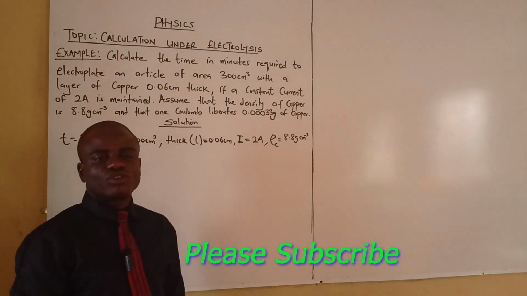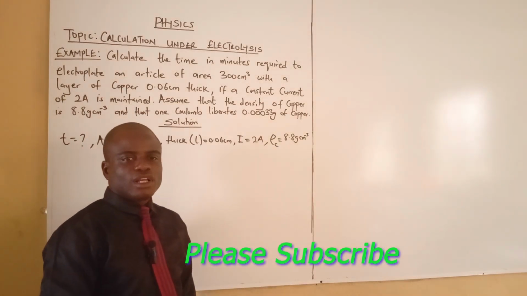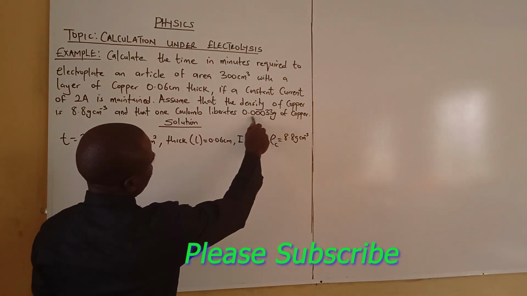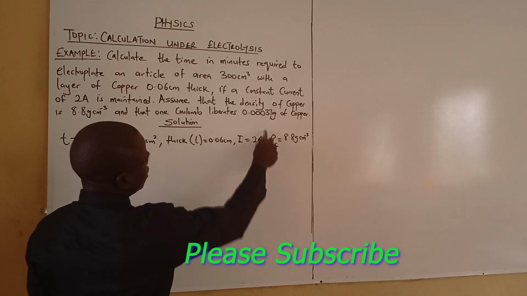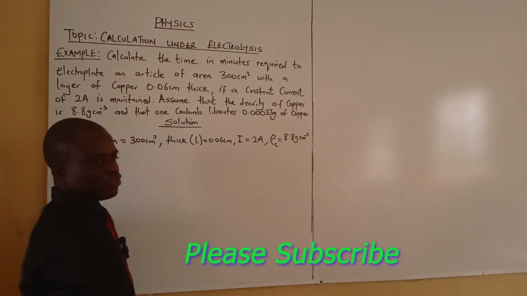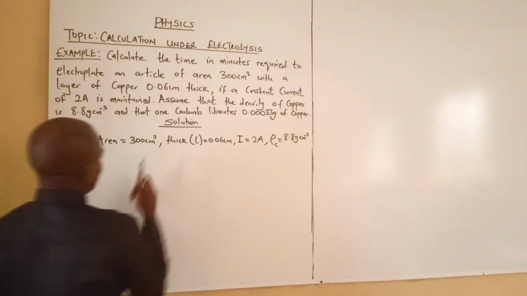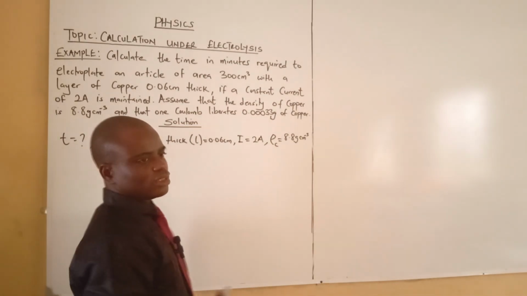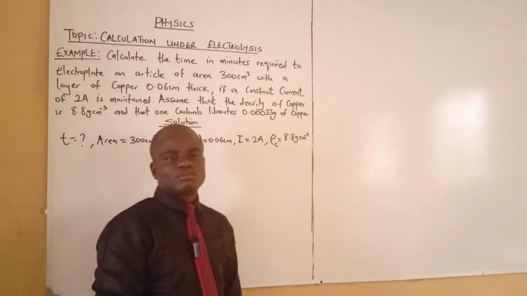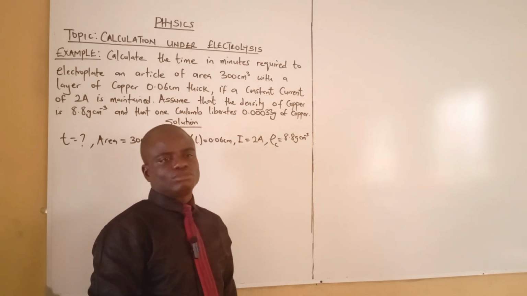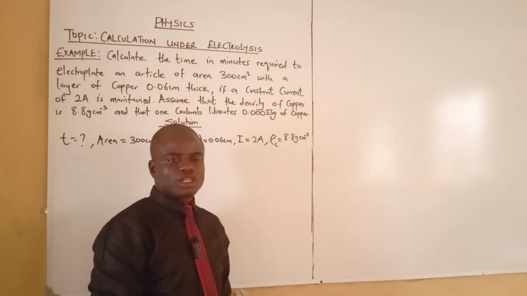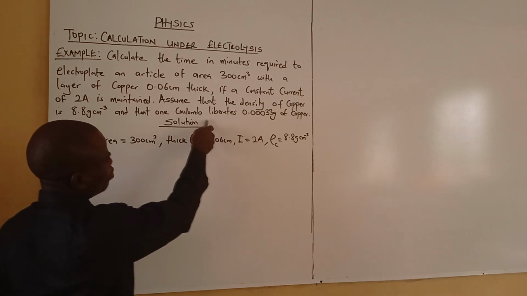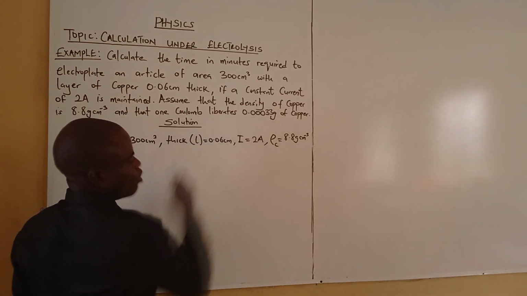But since you know the unit of electrochemical equivalent, you will notice that 0.00033 gram is standing as the electrochemical equivalent. How do you know? I told you that the unit of electrochemical equivalent is gram per coulomb. You see what they did here, that 1 coulomb liberates this gram of copper.